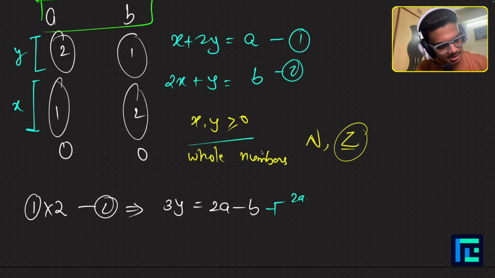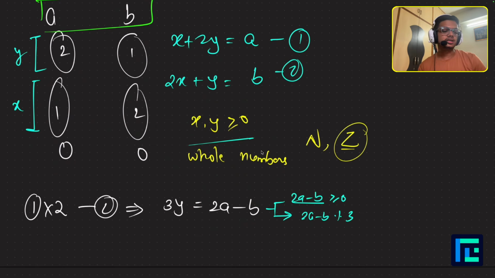Firstly, this 2a minus b has to be greater than or equal to 0, and this 2a minus b has to be divisible by 3. So both of these conditions have to be followed, right?